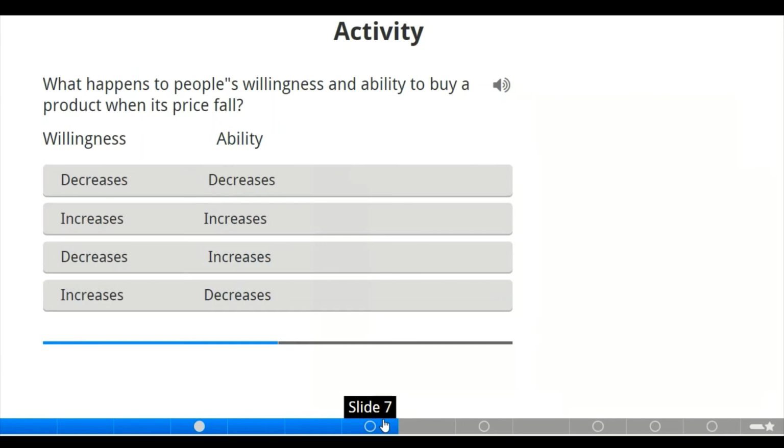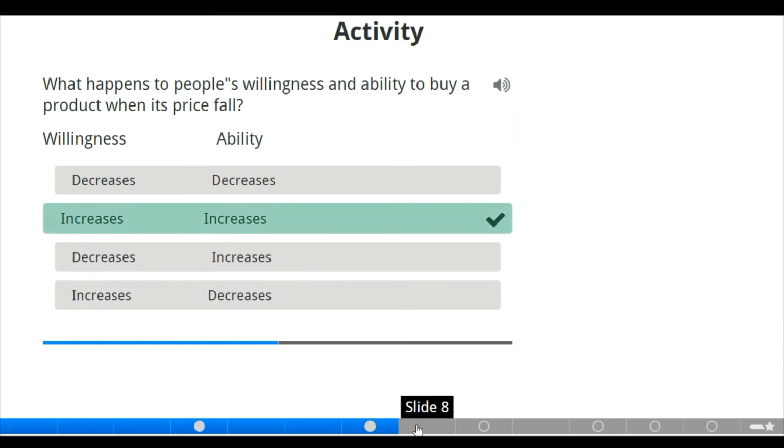Moving to the next slide where we have an activity here. What happens to people's willingness and ability to buy a product when its price falls? Now this is also relating to the law of demand. What happens to people's willingness and ability to buy if the price falls? That is, there is a lower price. Now the willingness and ability is supposed to increase. Now let us check the options. Decrease, no. Increases, yes. That's the answer.